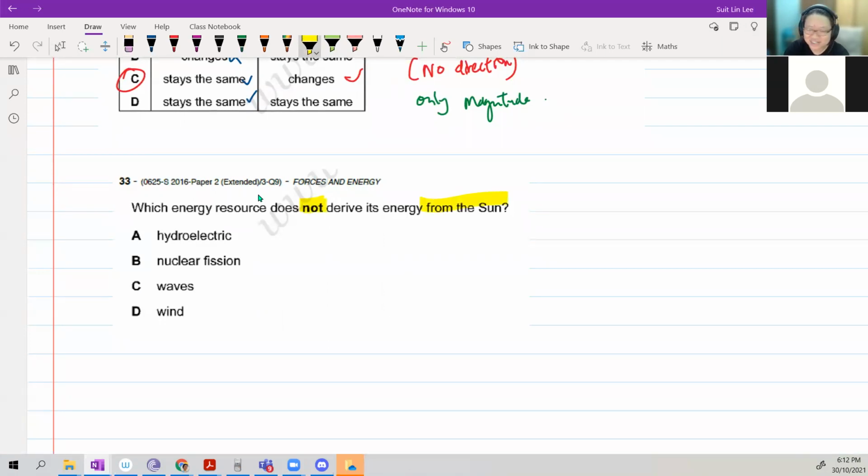Not from the sun. Let me eliminate a very easy one first, which is what causes waves and what causes the wind? If you think about it, wind is due to the heating of different parts of the atmosphere.